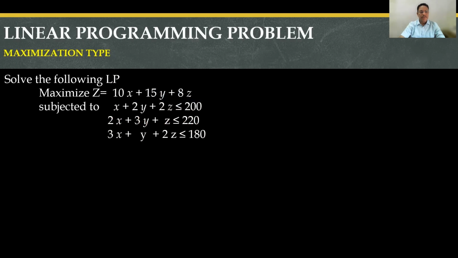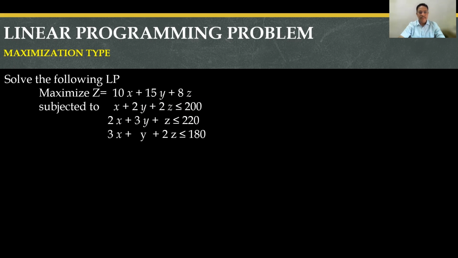The given problem is a maximization type of problem which states: maximize z = 10x + 15y + 8z as the objective function, subject to the constraints x + 2y + 2z ≤ 200, 2x + 3y + z ≤ 220, 3x + y + 2z ≤ 180.